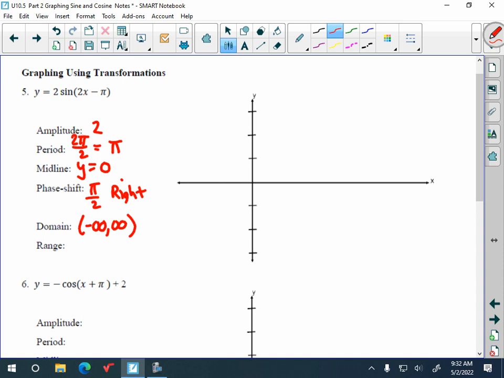All right, so we're going to go 4 tick marks to the right. Okay, and we'll put our period, which is pi. We'll cut that in half, so that's pi over 2. We'll cut that in half, so that's pi over 4. We'll multiply that by 3, so that's 3 pi over 4. All right, so our midline is on the x-axis, so it doesn't shift up or down any. So our amplitude is 2, so the highest we're going to go is +2, and the lowest we're going to go is -2.